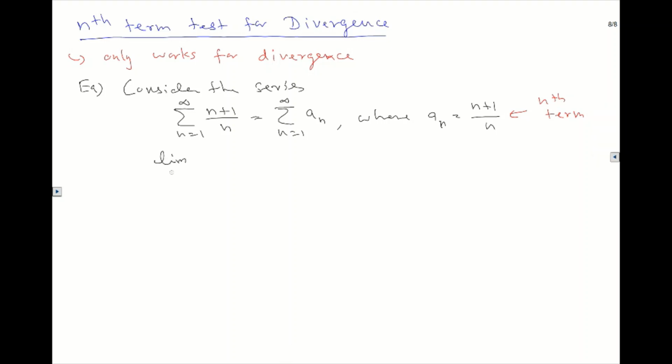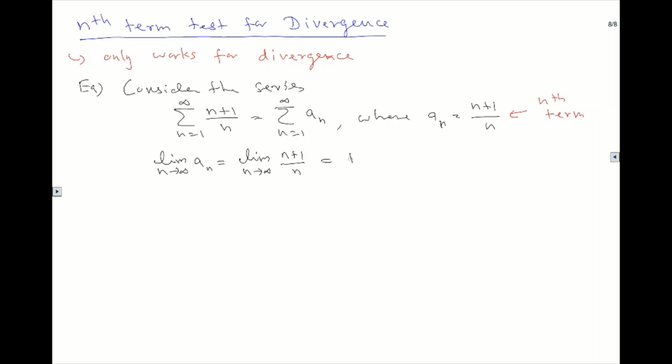The limit as n goes to infinity of a_n is the limit as n goes to infinity of (n plus 1) over n. If you consider only the largest term from the top and bottom, it is n over n, which is 1. So you're going to get 1 here. What does that mean? When n gets larger, the terms look like 1.